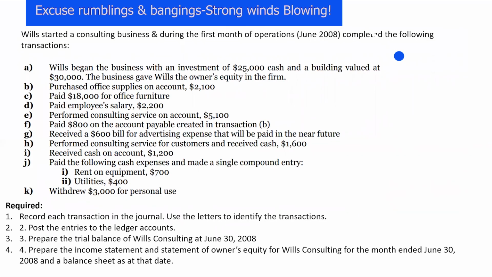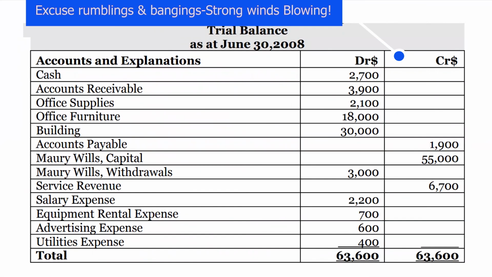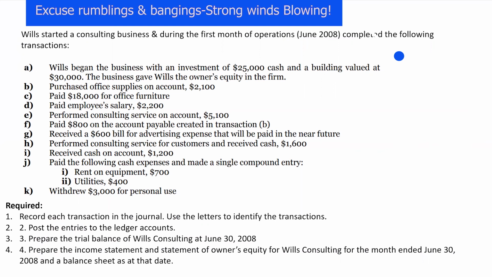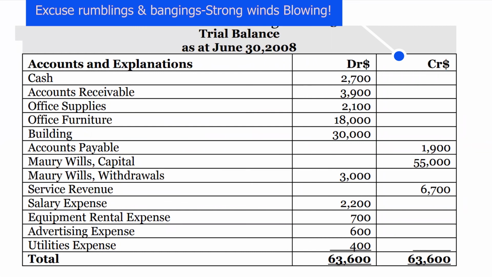So going back to the question, we would have done requirement 1, requirement 2, and just now requirement 3. Requirement 4 states prepare the income statement, statement of owner's equity, and the balance sheet. Remember I had said, what do we use? We use our trial balance to prepare these final accounts. So we're going to look at our trial balance, and on each account, we're going to state which final account it would go in.